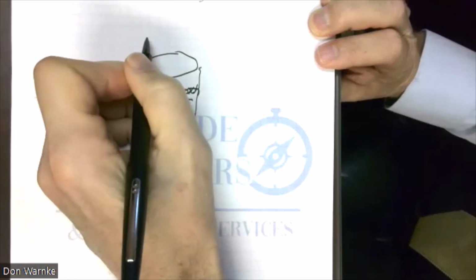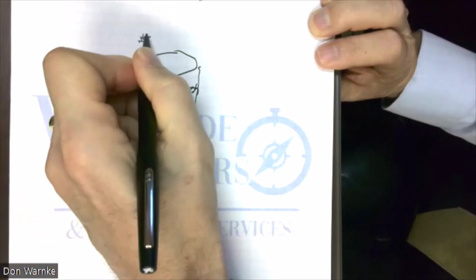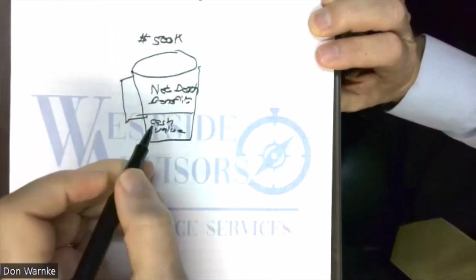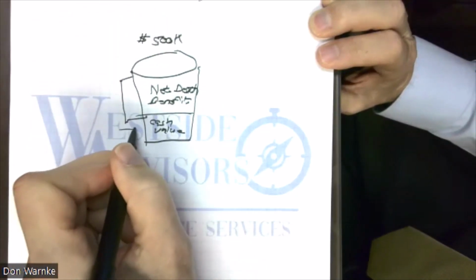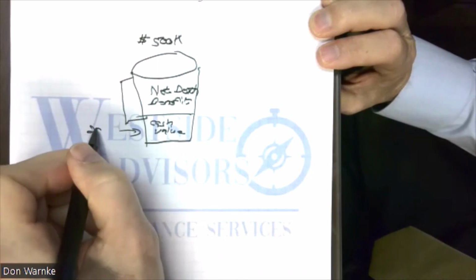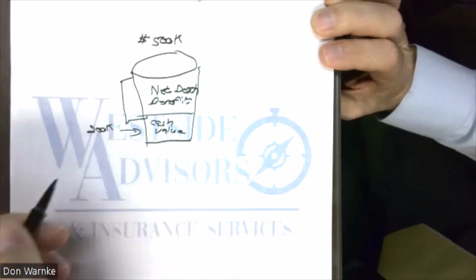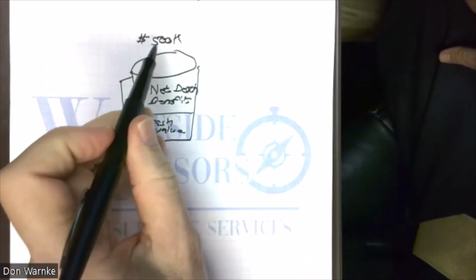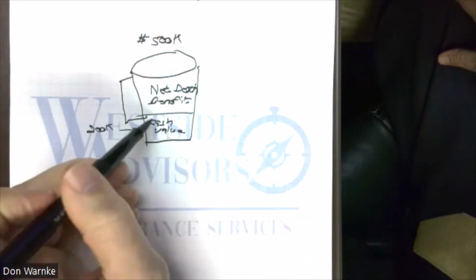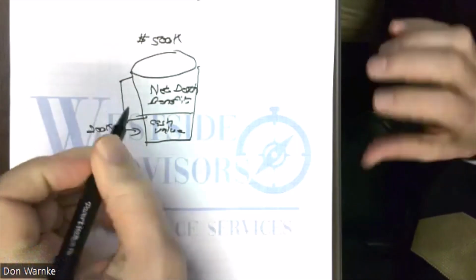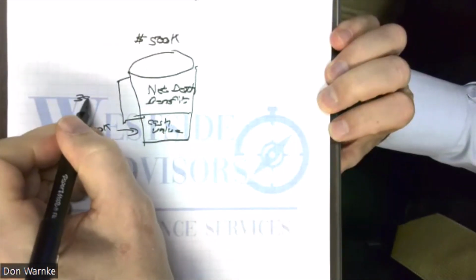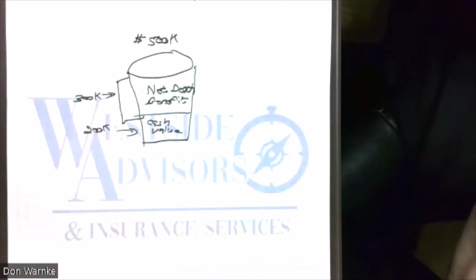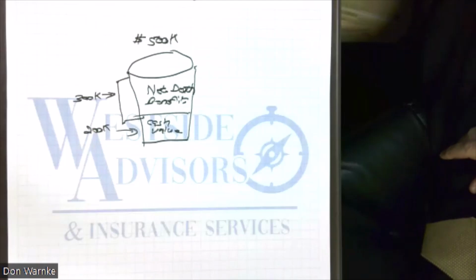So let's just say you owned a $500,000 policy, and you had $200,000 of cash value that had accumulated in this contract. So if you were to pass away, the policy is going to pay $500,000. It's made up of the $200,000 of cash in the contract and then $300,000 of net death benefit. So the insurance company is on the hook for the $300,000 net death benefit.